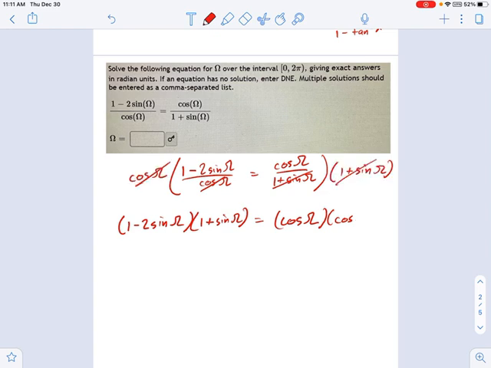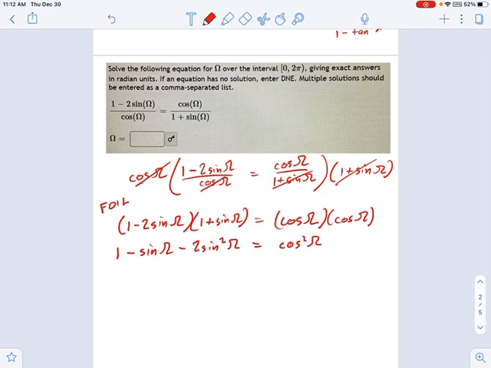There we go. Okay, so here's our equation, and now we just need to FOIL the left side, or if you prefer to distribute your multiplication, that's fine. Either one works. This is going to be 1, minus sine omega overall, and then minus 2 sine squared omega. And then on the right side, I have cosine squared omega.